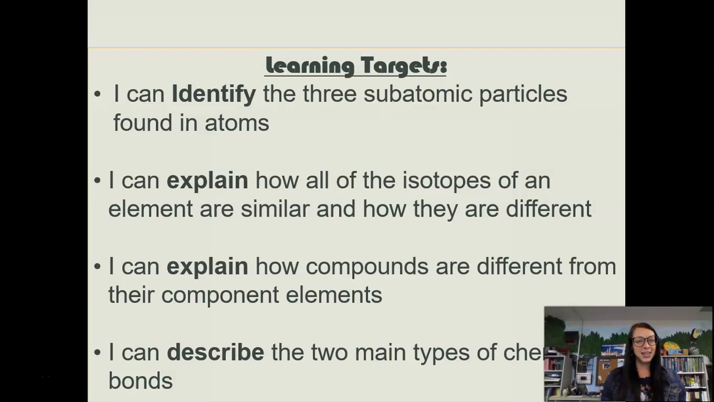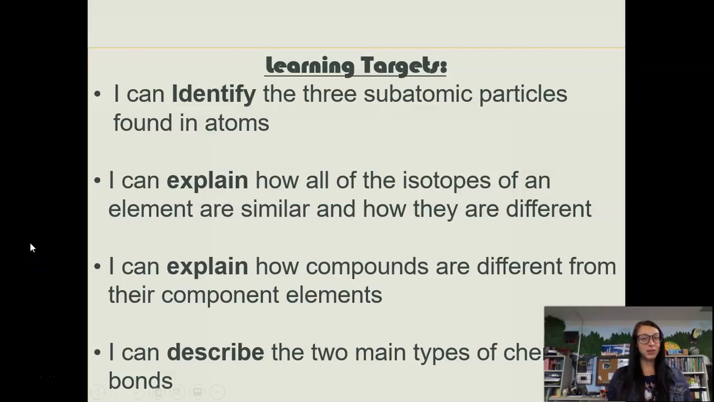Our learning targets in this video are that you can identify the 3 subatomic particles found in atoms. At the end of the video, you will be able to explain how all of the isotopes of an element are similar and how they are different. You'll be able to explain how compounds are different from their component elements, and you'll be able to describe the 2 main types of chemical bonds.